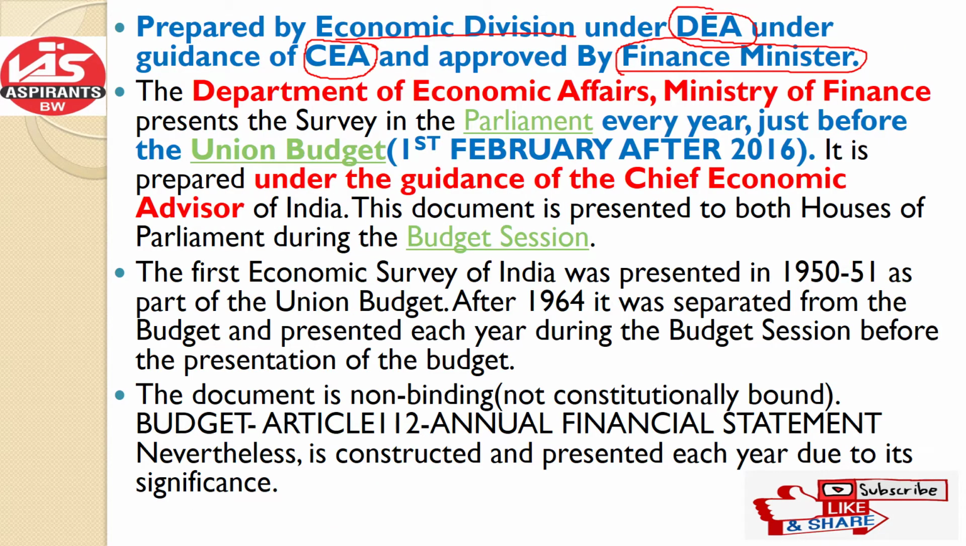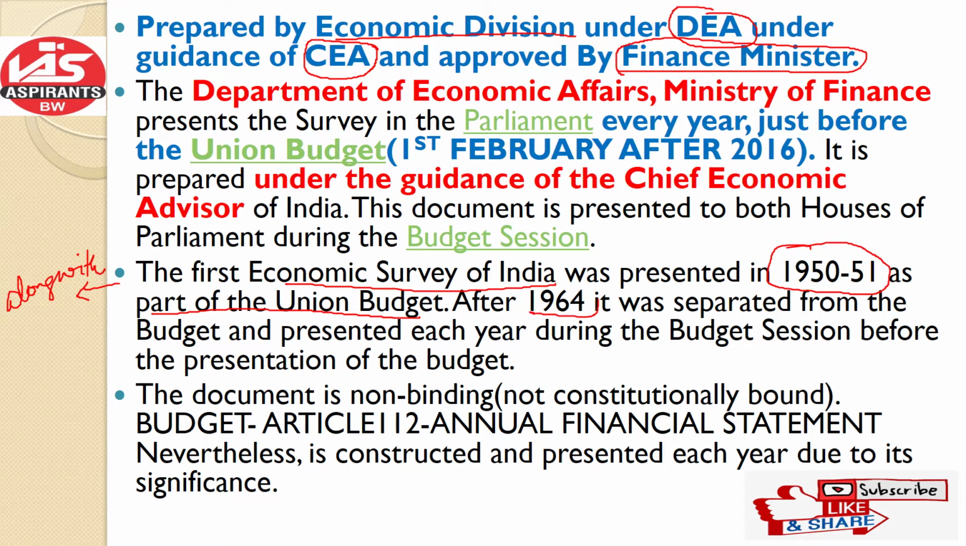Now let us see some important facts about the economic survey. तो अगर हम first economic survey की बात करें, so 1950-51, the first economic survey was presented as part of the union budget, which means it was tabled along with the union budget. That means यूनियन बजट के साथ ही उन्होंने सर्वे प्रेजेंट किया था. और 1964 तक ऐसे ही चलता था, जिस दिन बजट टेबल होता था the same day the economic survey was tabled.